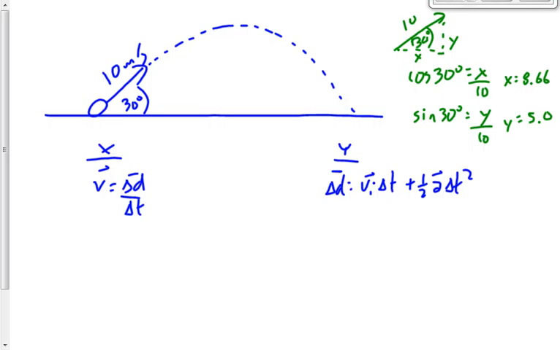What's v? What value of v do I plug in there? 8.66. Remember, in the last set of questions, it was whatever value you were given because it was launched horizontally. All of it was x. This time, that's not the case. We've already found the x component. It's 8.66. It's equal to delta d over delta t. Well, that wasn't helpful because we don't know what d is or what t is.